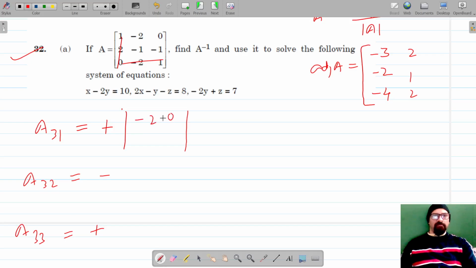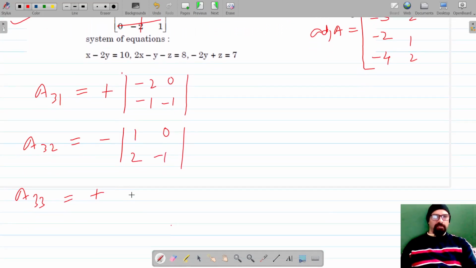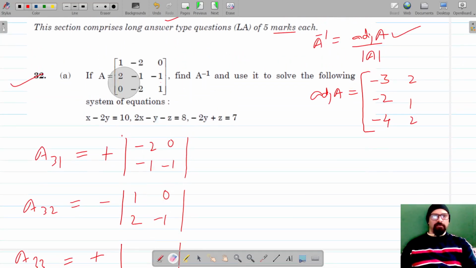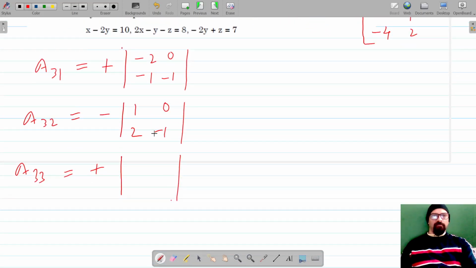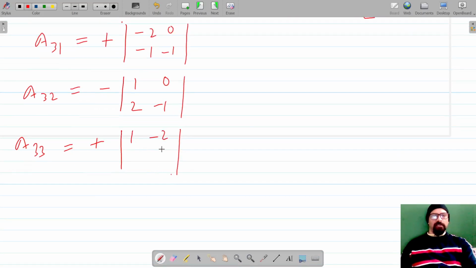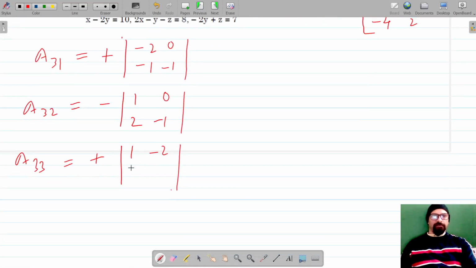We are left with negative 2, negative 1, negative 1. Similarly, third row and second column. So this is 1, 0, 2, negative 1. So next is third row and third column: 1, negative 2, 1, negative 2, and 2, negative 1.